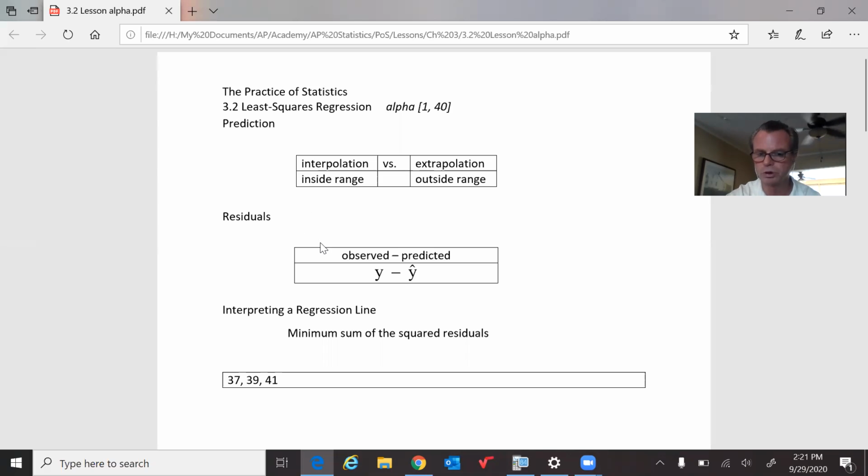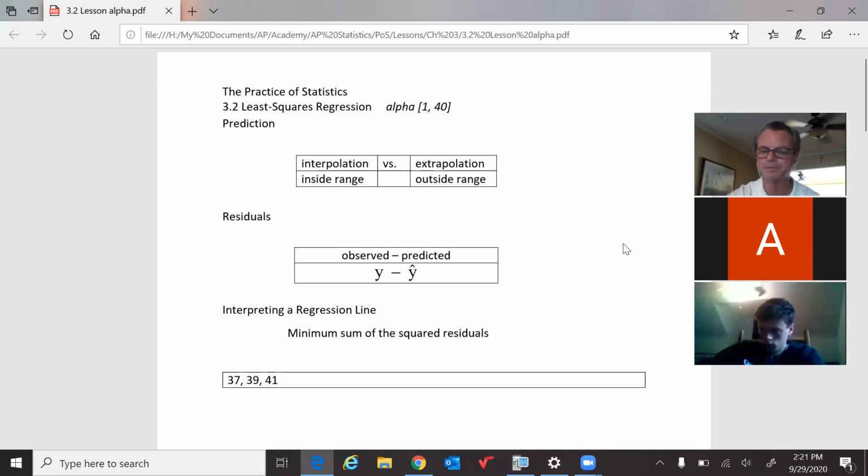Definition of residuals is observed, take away, predicted. Now this is important because it's not the absolute value, okay? It is observed, take away, predicted. The sign matters.